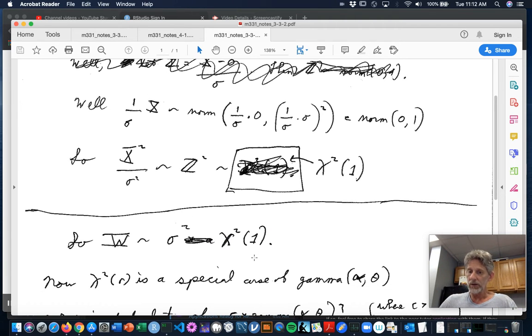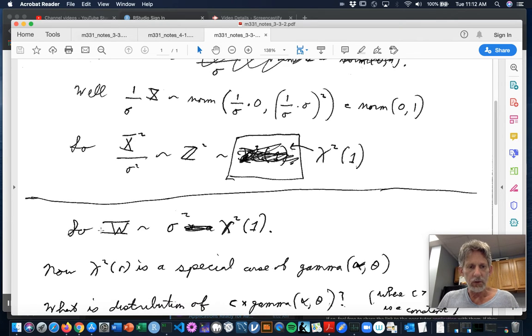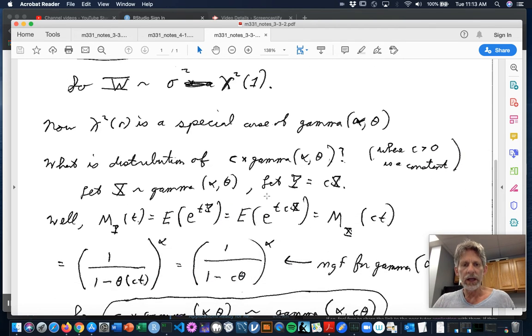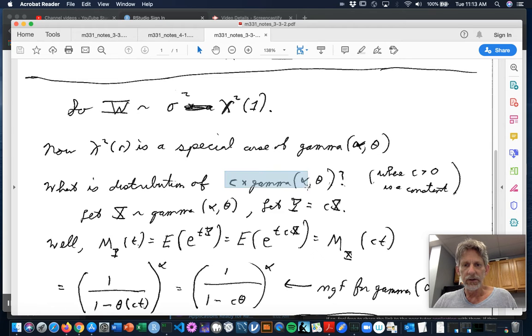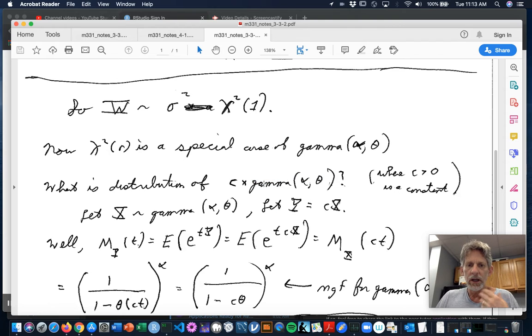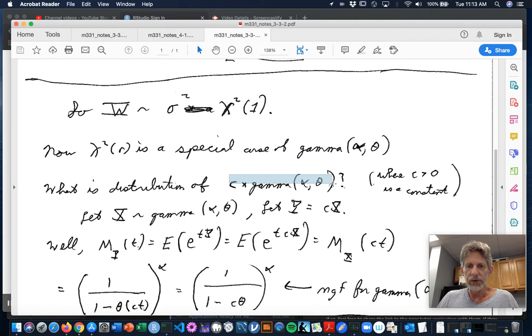I'll go ahead and get us a little bit more that we might find useful along the way. After all, chi-square is a special case of a gamma. It's a gamma where you set alpha equal to r over 2 and theta equal to 2, where r is your degrees of freedom. So why don't we just go ahead and find the distribution of any positive constant times any gamma. Okay, so let c be a fixed positive number. And what should the distribution be?